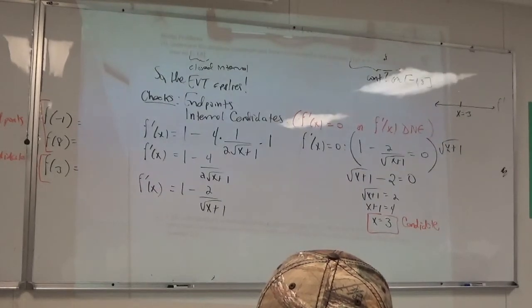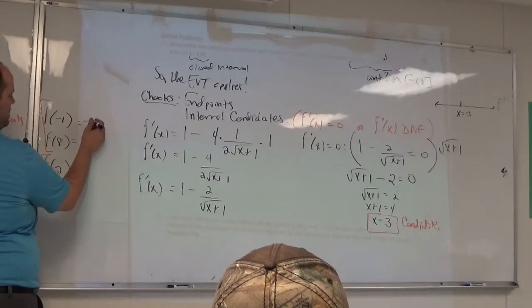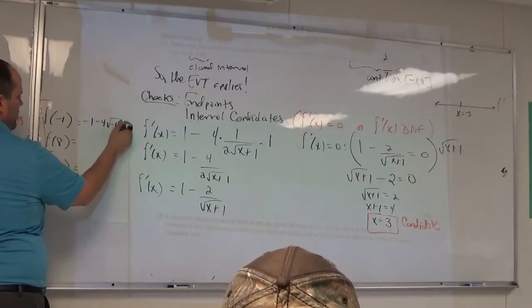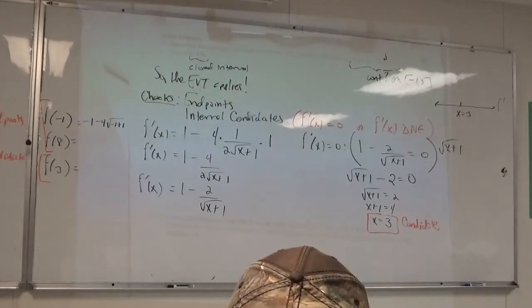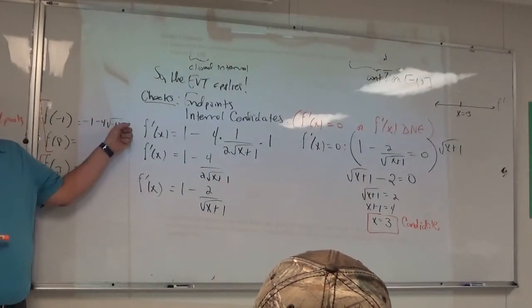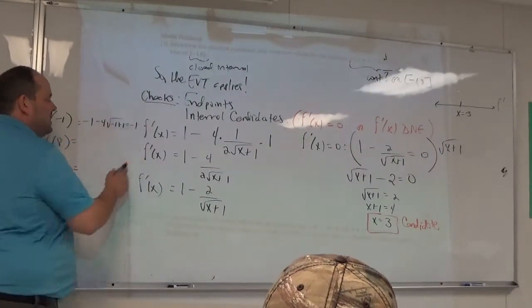Okay, let's do it. F of negative 1, plug negative 1 into the original function. Negative 1 minus 4 times the square root of negative 1 plus 1. Negative 1 plus 1 is going to be 0. Square root of 0 is 0. Times 4 we get 0. I think we get negative 1.